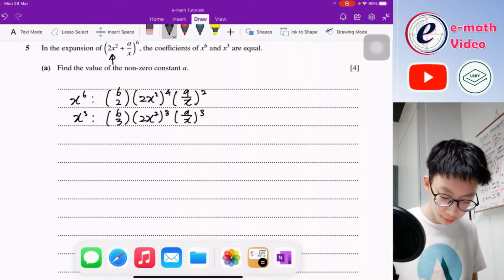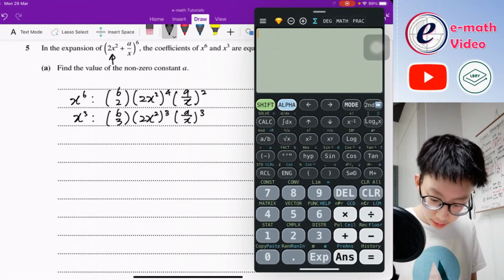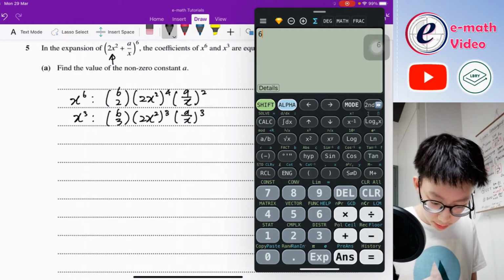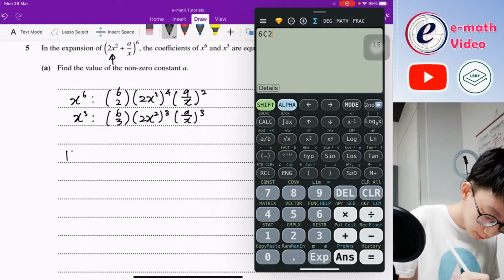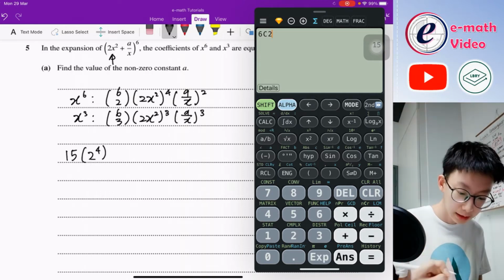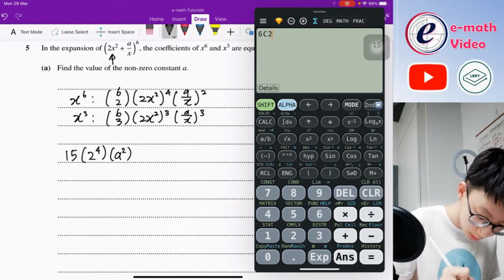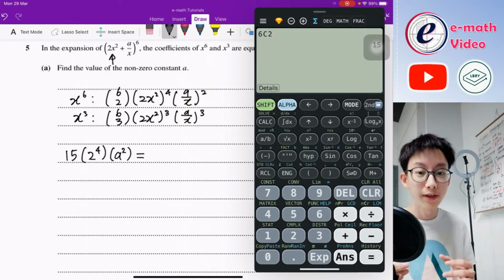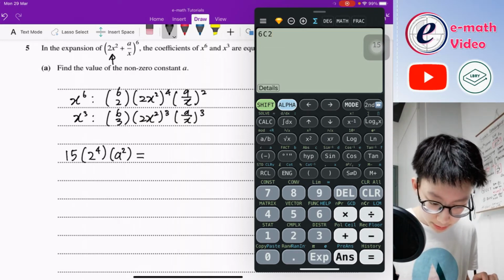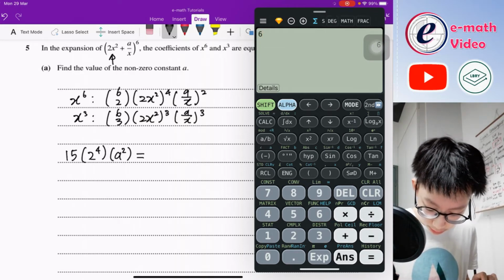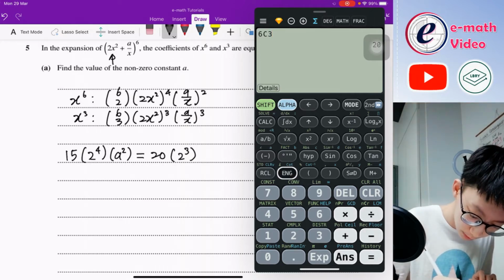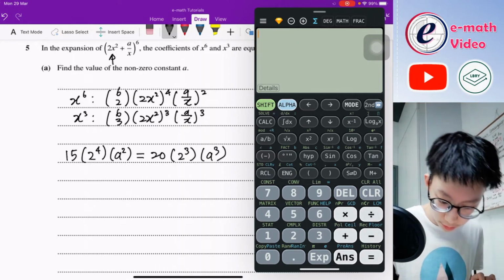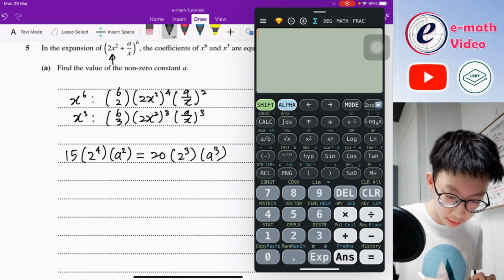Well, how much is 6c2? Let me use a calculator here. 6c2 is 15. So 15 times 2 to the 4th power, and then you have a squared, equals to, because we are comparing the coefficients, right? Then 6c3 is 20. 20 times 2 cubed, then a cubed. Let me get rid of this calculator. I don't think we need it.